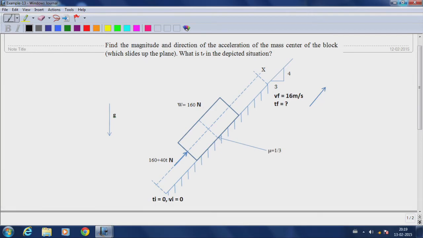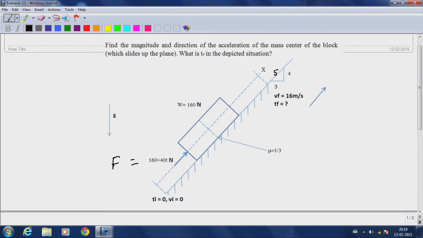A block of weight 160 newtons is on an inclined plane that is on this 3, 4, 5 triangle. There is a coefficient of sliding friction, kinetic friction, that has a magnitude 1/3 acting on the bottom surface of the block, and the block is sliding up. So, there is a force here. The magnitude of the force is 160 plus 40 T acting to push this block up.